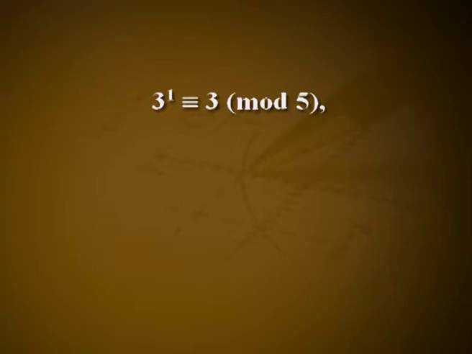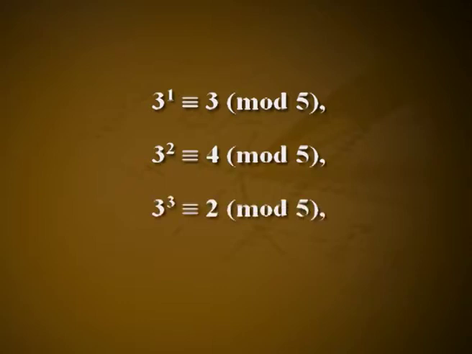Example 1. The exponent of 3 modulo 5 is 4. 3 raised to 1 is congruent to 3 mod 5. 3 square is congruent to 4 mod 5. 3 cube is congruent to 2 mod 5. 3 raised to 4 is congruent to 1 mod 5.